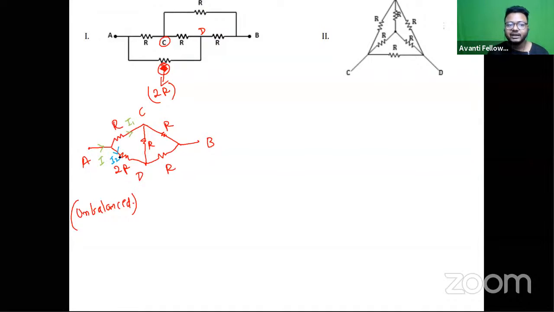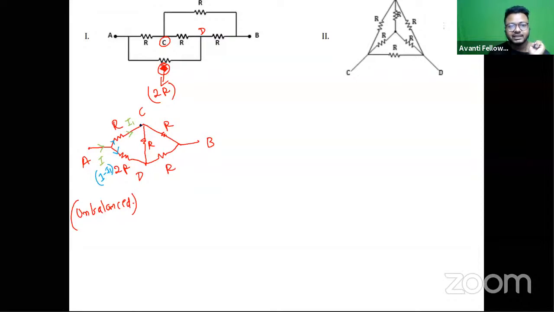Since I1 and I2 are going like this, instead of writing I2 directly, I will teach you an easy way: write I minus I1. Apply Kirchhoff's current rule, which says that the total current flowing from here should be equal. So these are the branches. If I1 is going in the above branch, then I minus I1 is going in the below branch.